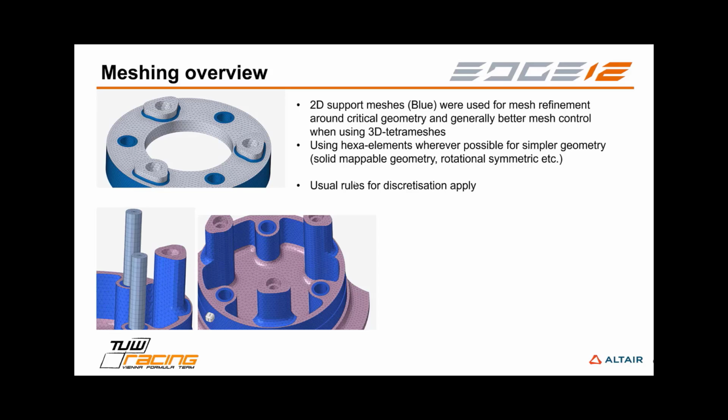For the more complex shapes, we are using 3D tetramesh. And for other rotationally symmetric parts, like the pin shafts, we're using hex elements. The reason for that is, for the more complex parts, it's often more time efficient to make a tetramesh. In addition to that, we are using 2D support meshes, which you can see in blue, in local areas that we are either more interested in or where we want to have more control over the mesh. And of course, as usual, the usual rules for discretization and meshing apply.